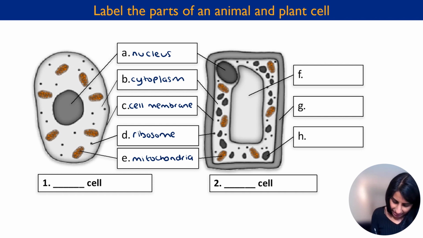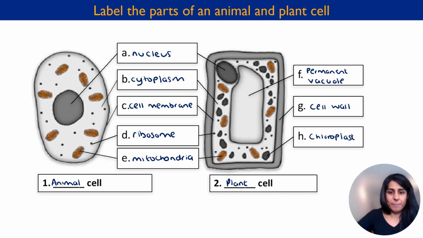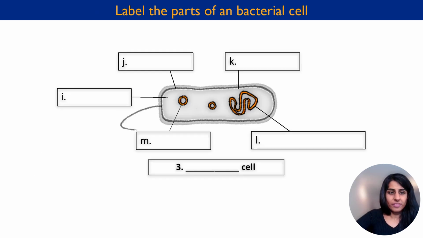and the cell on the left is an animal cell. On the right we have our plant cell, which contains these 3 parts. So it's got the permanent vacuole, cell wall, and chloroplast. Now, can you label parts of a bacterial cell? Pause the video to give this a go, and then play when you're ready to go through the answers.